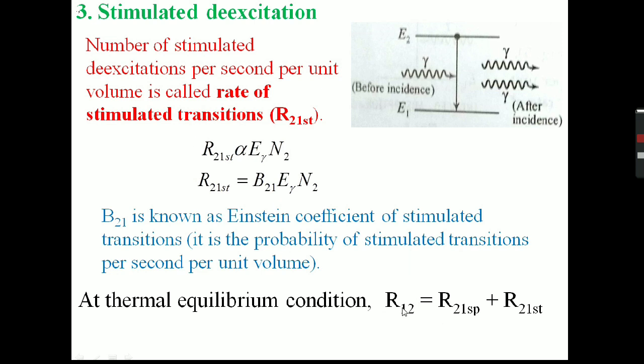Now you have the expressions for R12, R21SP and R21ST. Here R21 means the rate of spontaneous transition from energy level E2 to E1. R12 means the rate of induced absorption, the excitation from E1 to E2. That is the meaning of this equation. I am substituting the expressions for R12, which we derived previously, B12 E nu N1, and R21SP, and R21ST. So they are substituted.